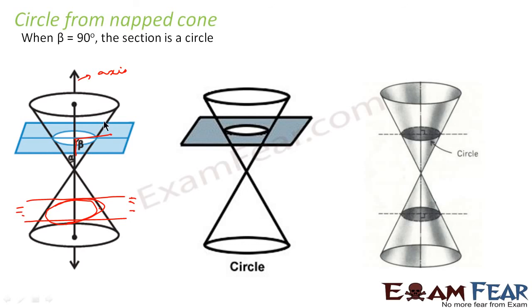So if you cut the double nap cone with a plane that is 90 degrees to the axis, what you get is a circle. Here is the view. If you draw a line here, and a line here, this is 90 degrees, and what you get is a circle. The 3D representation of this is this.